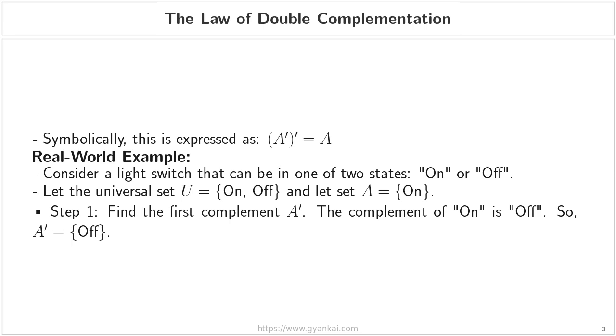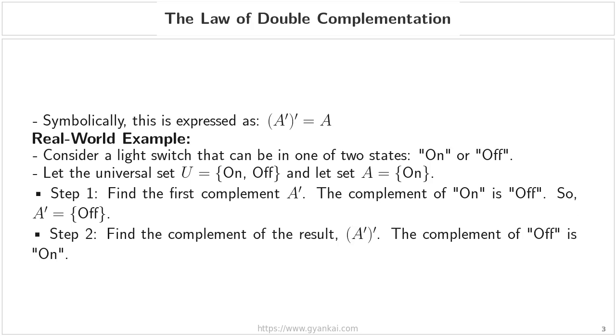Step 1, we find the first complement, which we call A prime. Since the complement represents everything in the universe that is not in our set, the complement of on must be off. So, A prime equals the set containing only off. Step 2, now we take the complement of that result. We are looking for the complement of A prime, which is written as A prime, inside parentheses, prime.